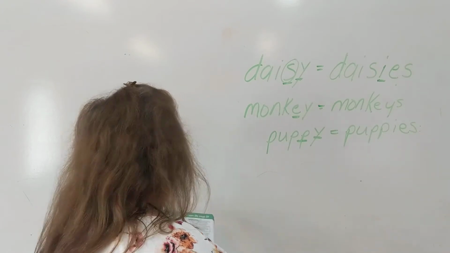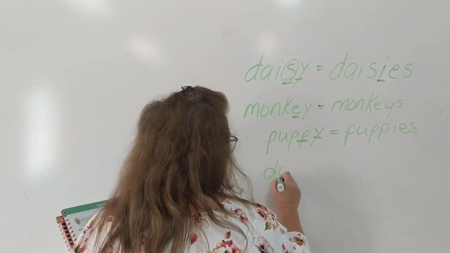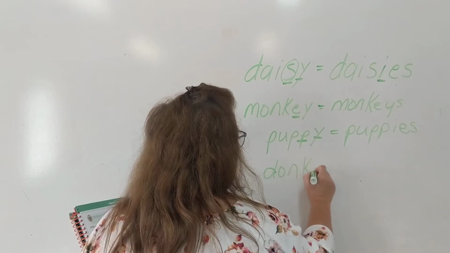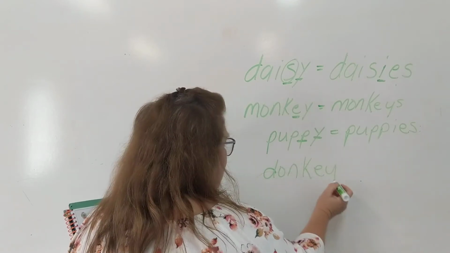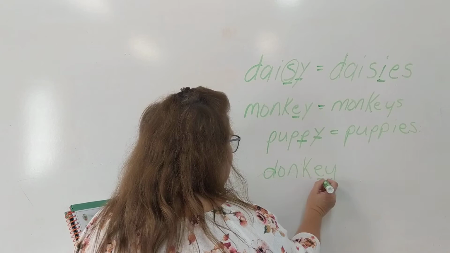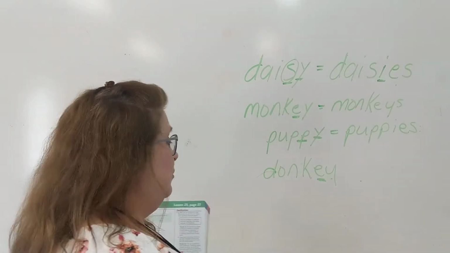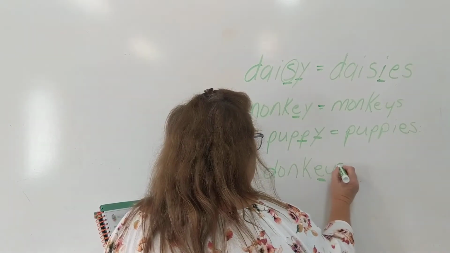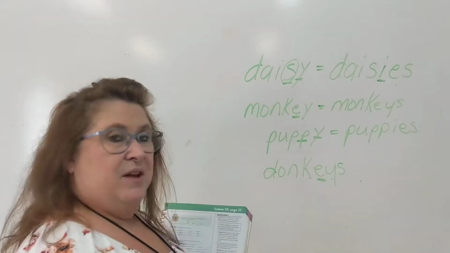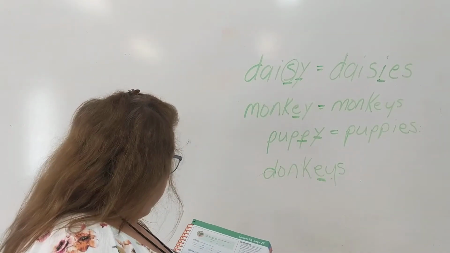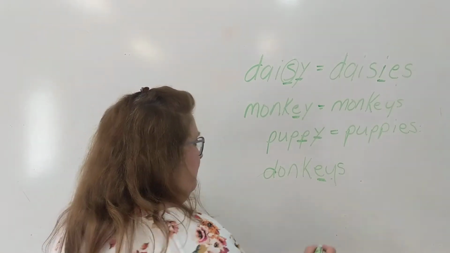Look at the word under puppy. Under puppy we have the word donkey. So our word ends in a Y. We look at the letter in front of it. It is a vowel, so we will not change our Y to I. We will just add an S to the end of it. Donkeys.